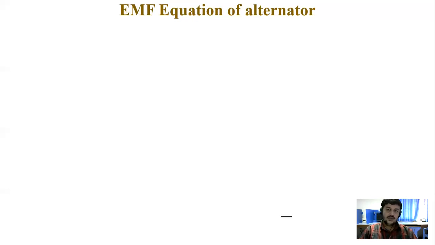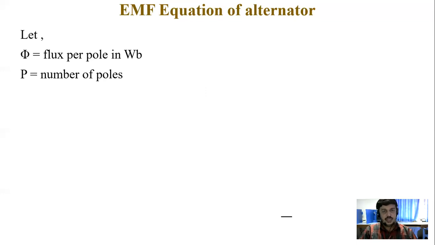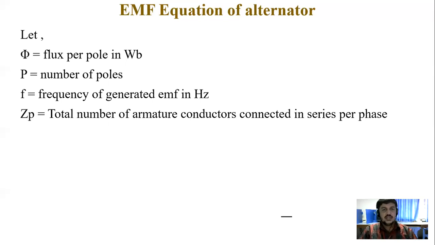Now, whenever we are interested in deriving the EMF equation of the alternator, we have to consider some terminologies. Let phi be the flux per pole in Weber. Capital P is the total number of poles in the alternator. f is the frequency of the generated EMF in Hertz. Zp is the total number of armature conductors connected in series per phase.